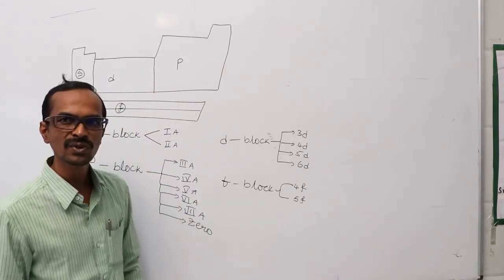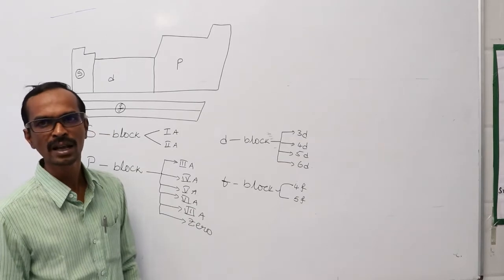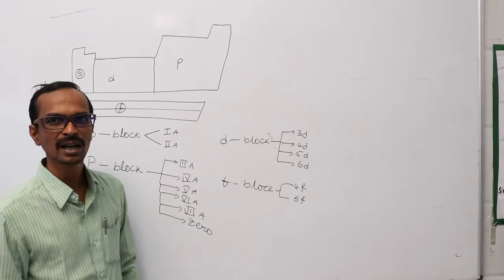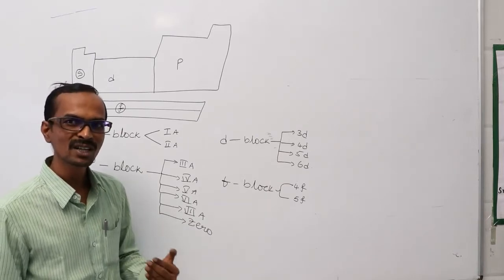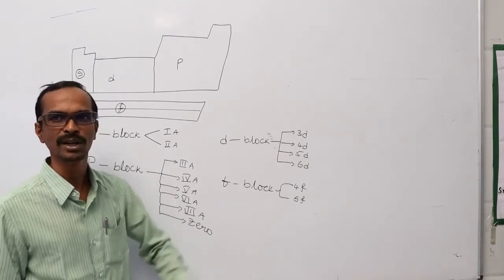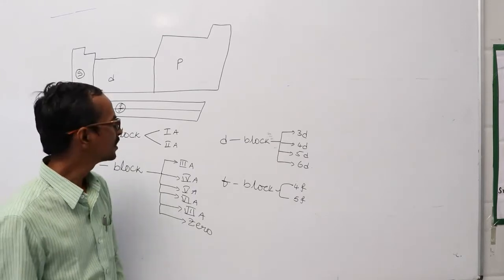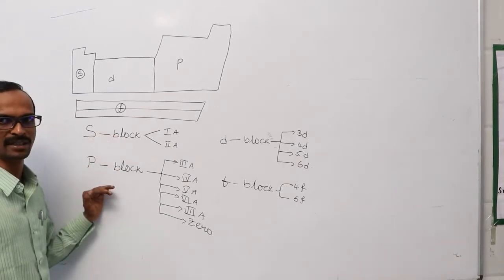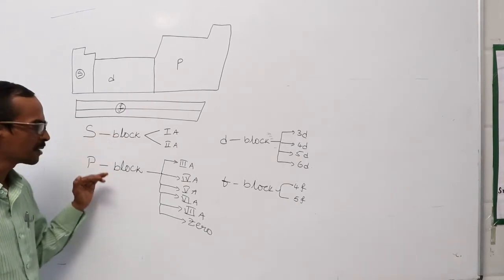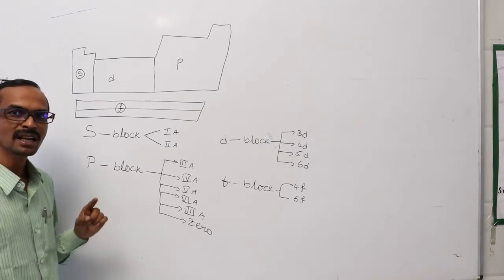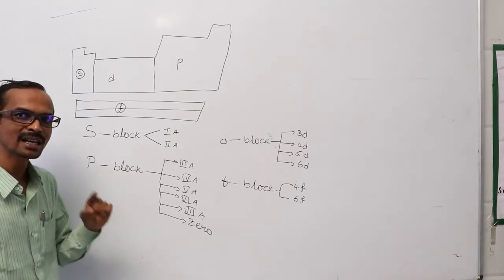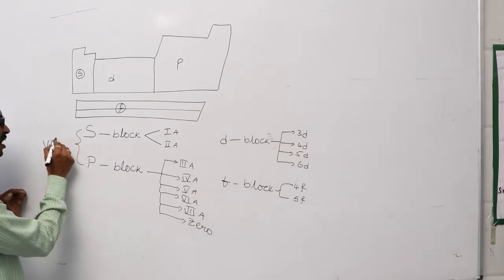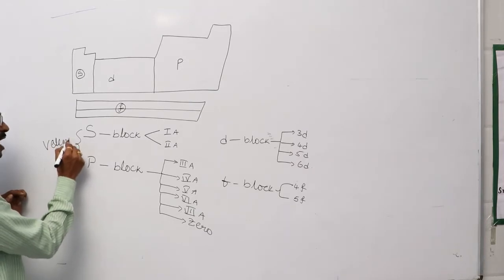Like this, we can classify all the elements into 4 different blocks based on the entry of the differentiating electron into the orbital. Here, if you see in s block elements and p block elements, the differentiating electron enters into the valency shell. Here the differentiating electron enters into which shell? That enters into the valency shell.